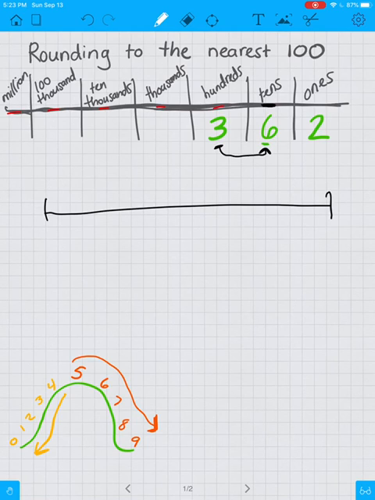So 362, so looking at the hundreds place, because that's what we're rounding, so you have to first think about, what does this 3 represent? Well, that 3 represents 3 hundreds. And if you rounded that up, what's the next 100? Well, I know 300 plus another 100 would be 400.